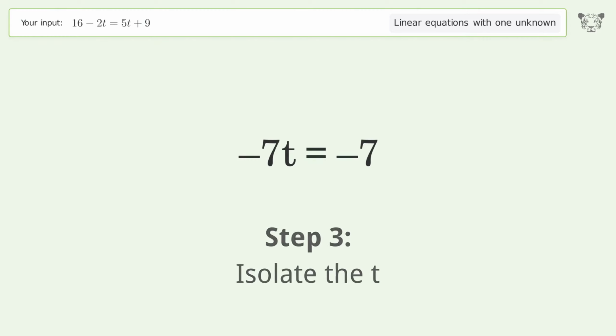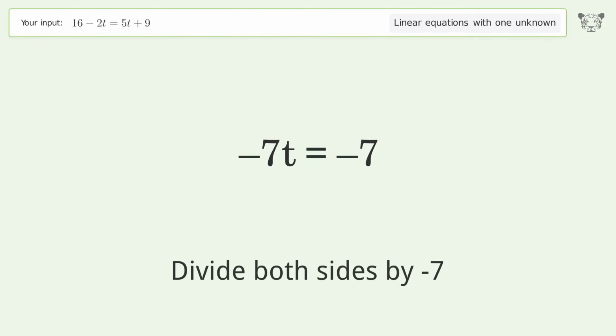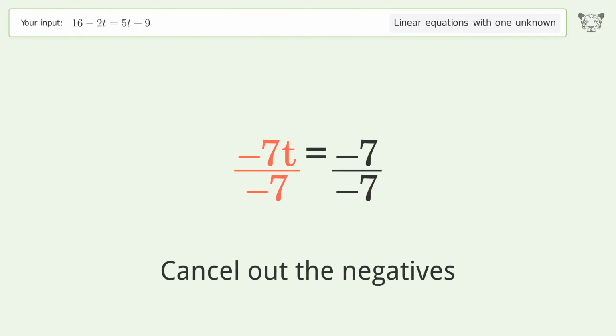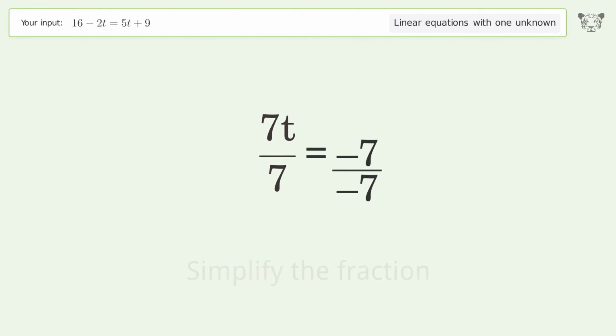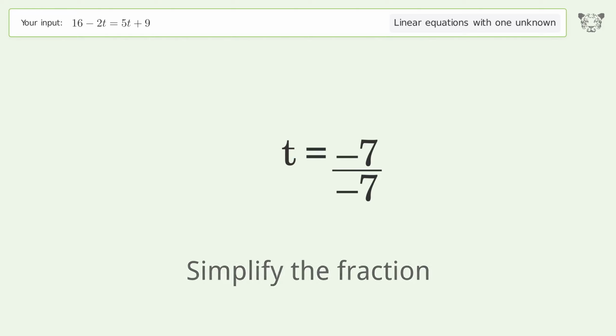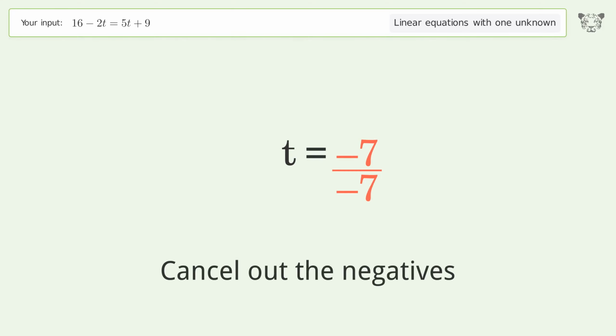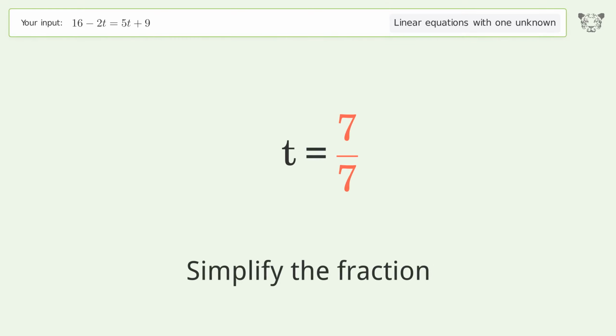Isolate the t. Divide both sides by -7. Cancel out the negatives. Simplify the fraction. Cancel out the negatives. Simplify the fraction.